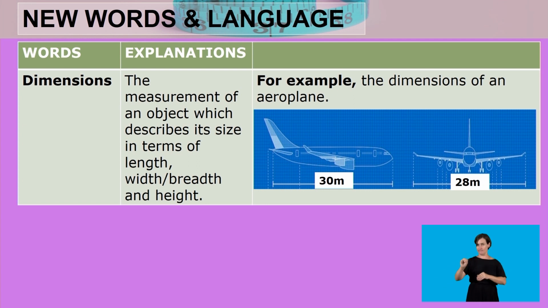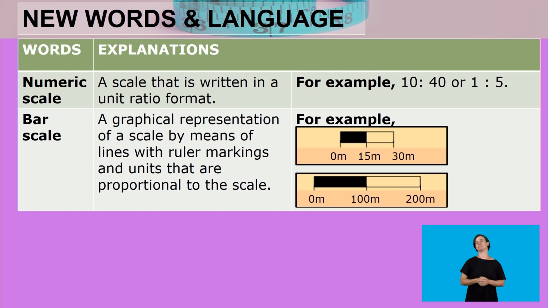For example, the dimensions of an aeroplane: it has a length of 30 meters and it also has a width of 28 meters. Numeric scale is a scale that is written in the form of a unit ratio format. So unit ratio format, it's written in the form of a ratio, but it should be a unit, which is 1:5. Normally we represent it as a unit ratio where it's 1:something all the time.